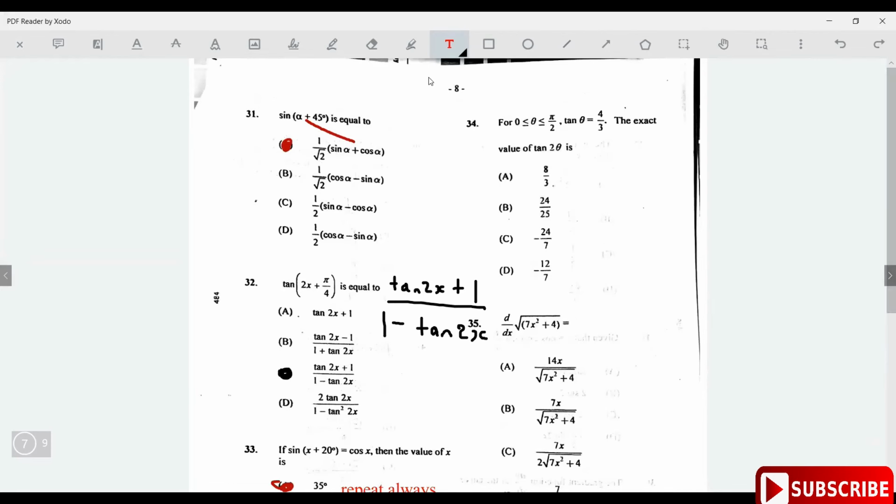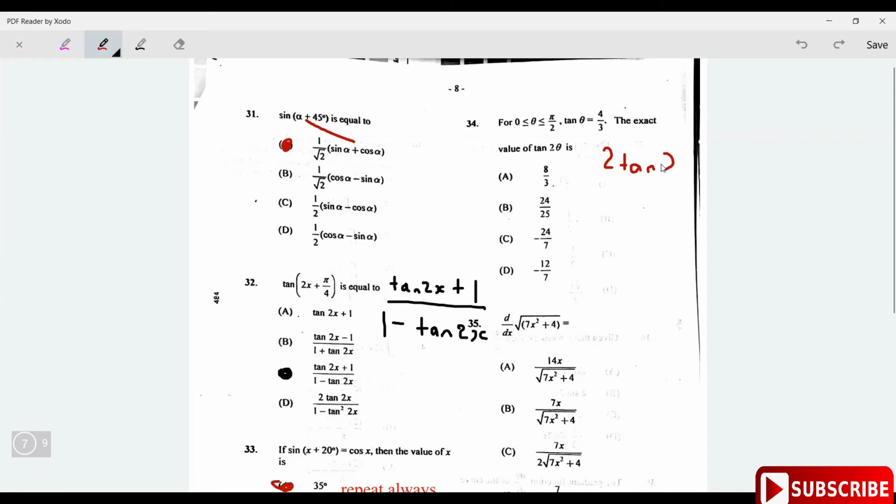Question 34. It says theta is between 0 and 90 degrees. The tan of theta is 4 over 3. What is tan 2 theta? Tan 2 theta is given by the formula 2 tan theta over 1 minus tan square theta. This is the formula for tan 2 theta.